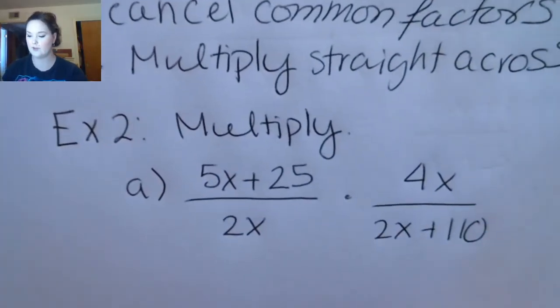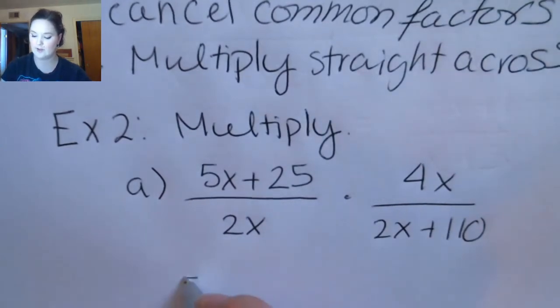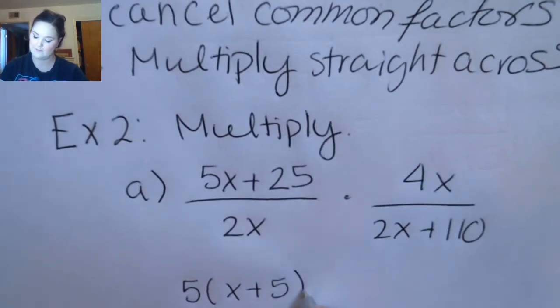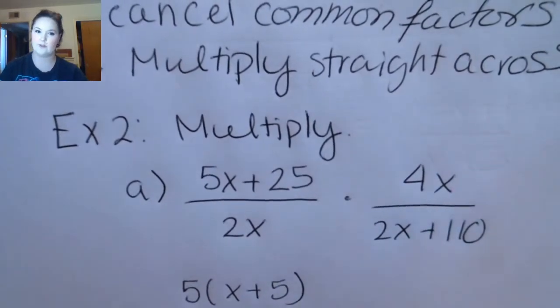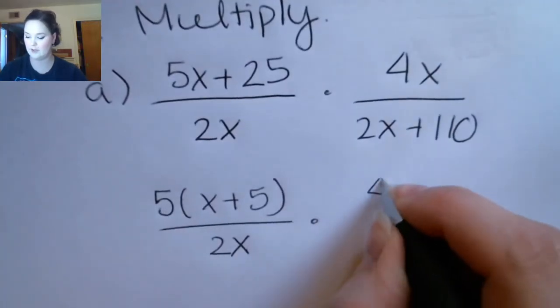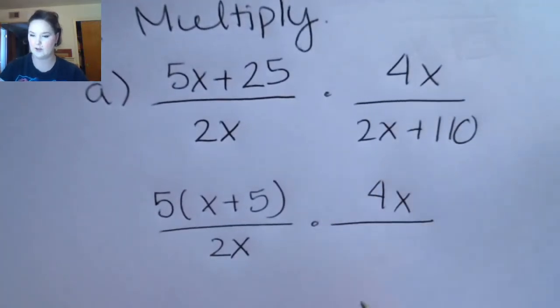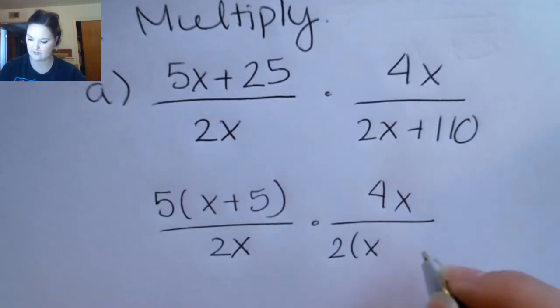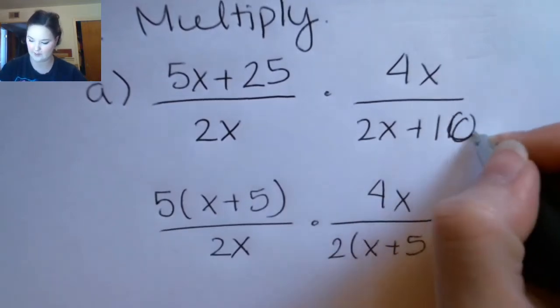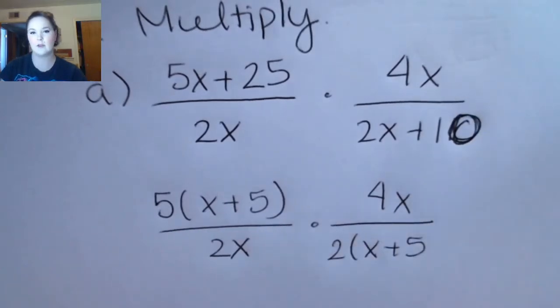Okay, so the first thing I'm going to do is factor everything. So in the numerator here, I can factor out a 5. Okay, there's really nothing to factor down here. Okay, same in the numerator here, there's not really anything to factor. And in this denominator, I can factor out a 2. That looks like 110, but it's supposed to just be 10. Okay.